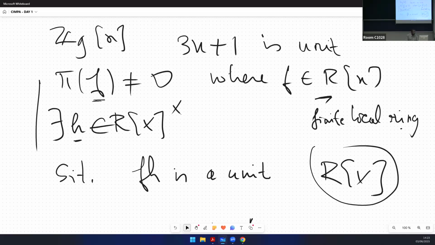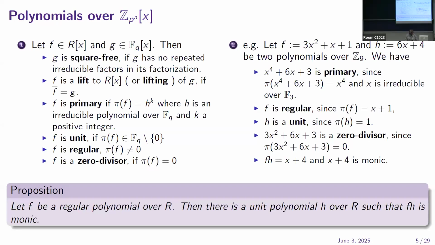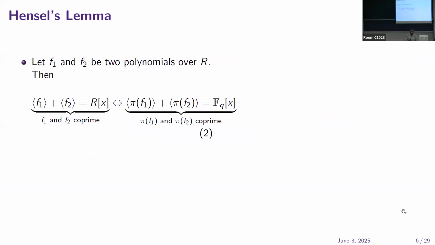Okay, we can continue. Proposition: let F be a regular polynomial over R, R a finite local ring. Then there is a unit polynomial H over R such that FH is monic.